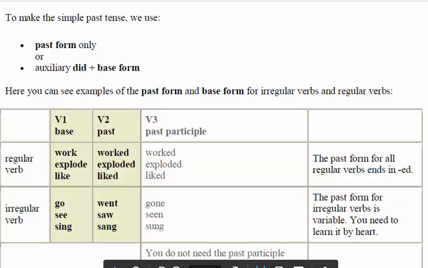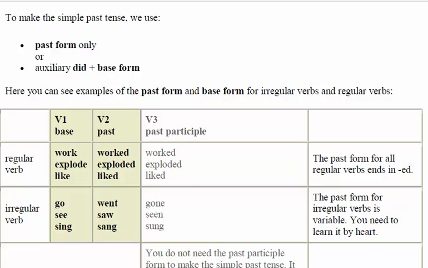Here you can see examples of the past form and the base form for regular and irregular verbs, as I already told you about regular and irregular verbs. For example, in regular verbs, the base forms are work, explode, like. The past forms are worked, exploded, liked. These are the simple base forms, and these are the past forms.